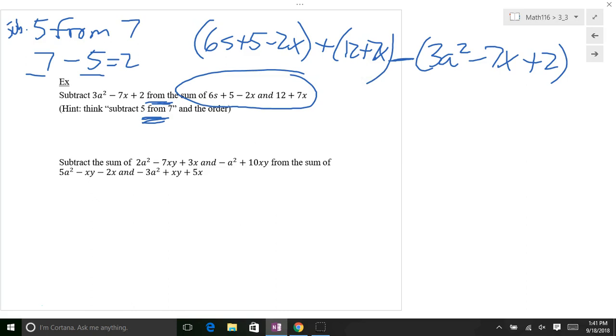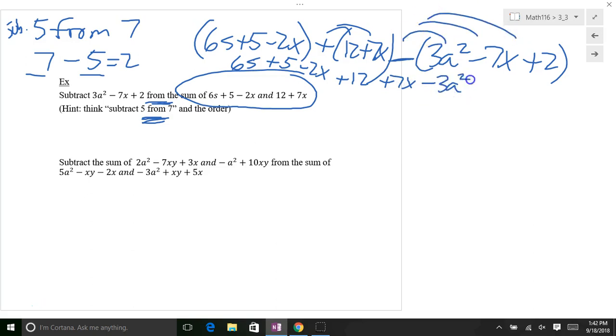We're adding those two. When I distribute the plus, it's not going to do anything, so I can drop these parentheses: 6s plus 5 minus 2x plus 12 plus 7x. I'm going to go ahead and distribute that now and drop those parentheses: minus 3a squared plus 7x minus 2.